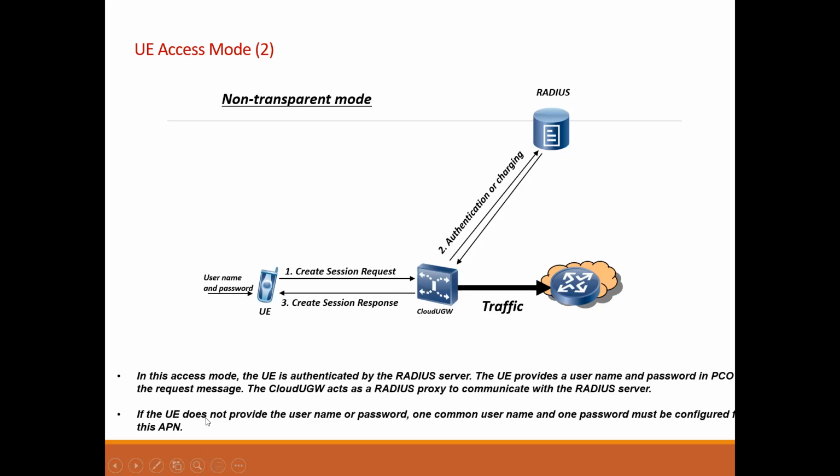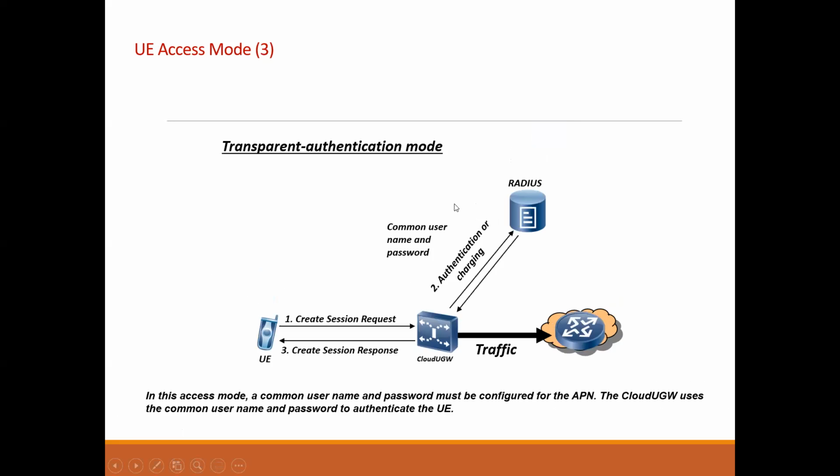Okay, and if you do not provide a username and password, the common username and password must be configured in this APN. The other option we have is that if the username and password is something that is common for all UEs, you need not provide it in your handset. It is usually configured in your GGSN APN configuration, where the username and password needs to be appended into your APN before going to your radius server or the web gateway for your authentication.